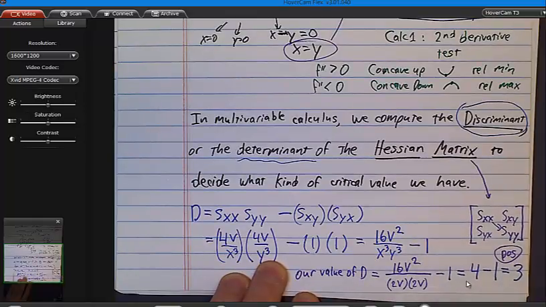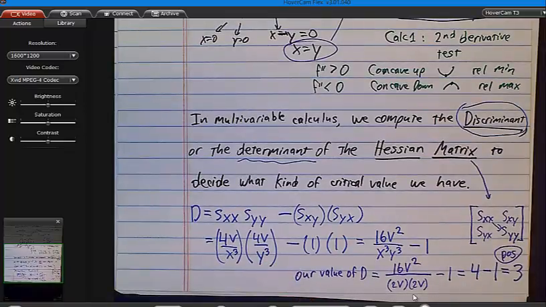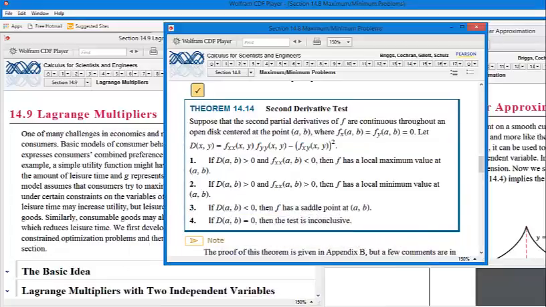It's positive, right? So let me go back to my chart. My chart says, which case am I in? Either 1 or 2. I don't know which. Not 3 and not 4. So I have a positive number. It says, at this point, look at fxx.